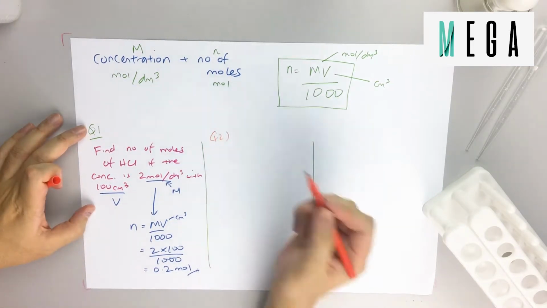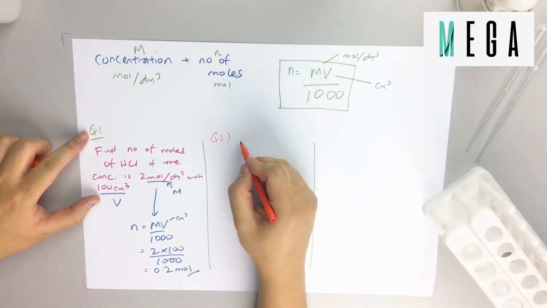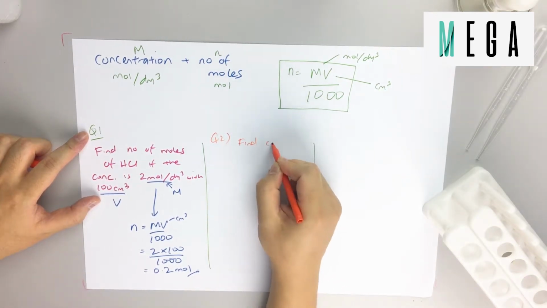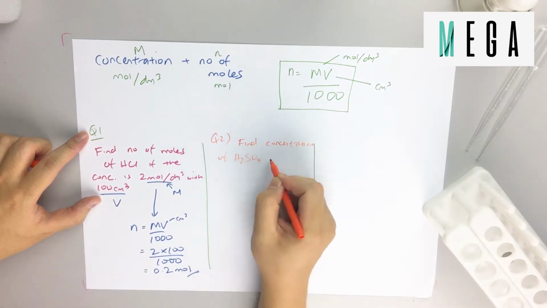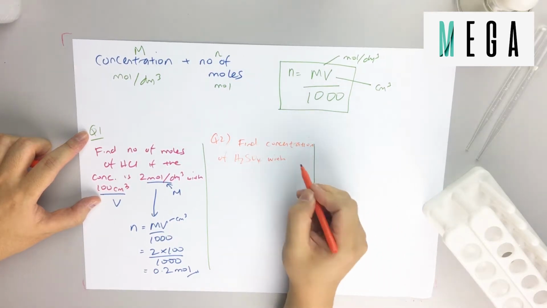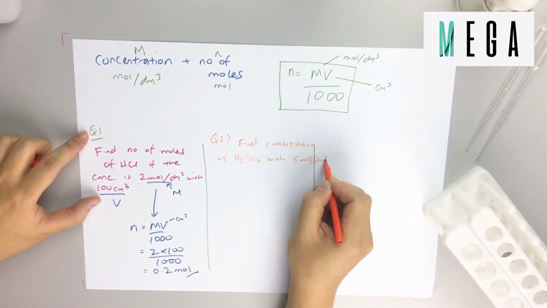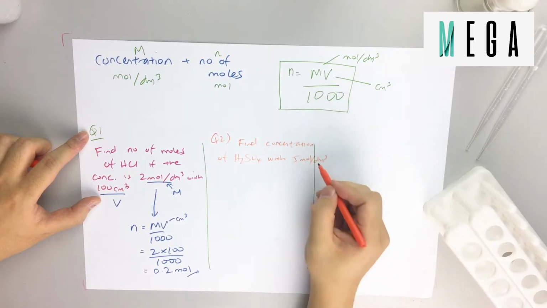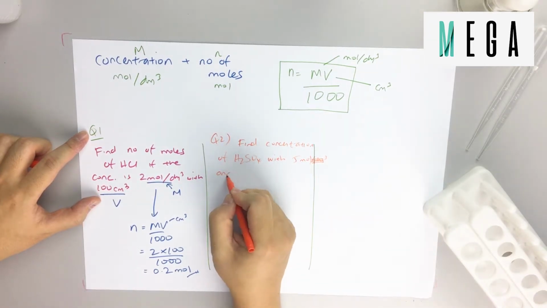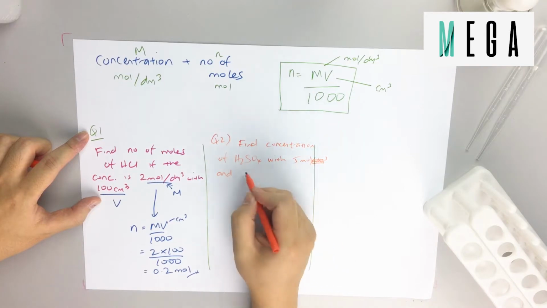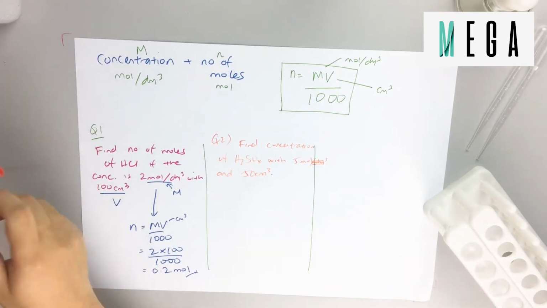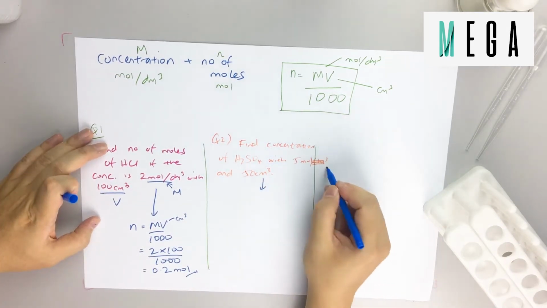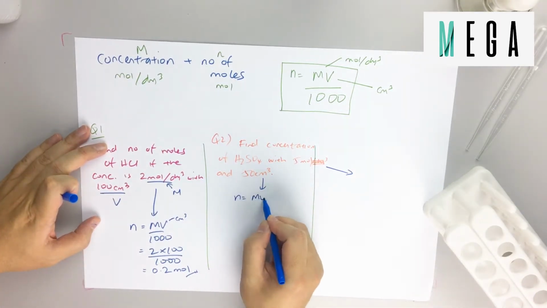So next question. Find concentration of H2SO4, sulfuric acid, with 5 mole and 50 cm cube of the sulfuric acid. So look at the units, 5 mole and then 50 cm cube.